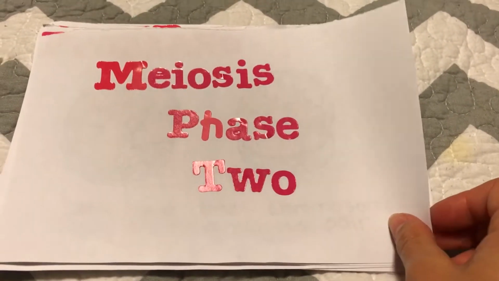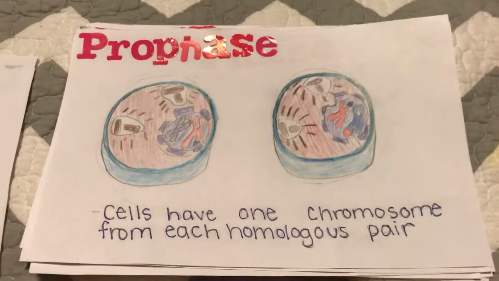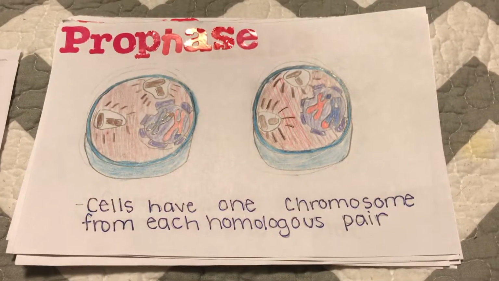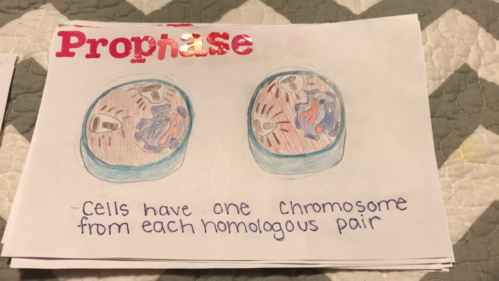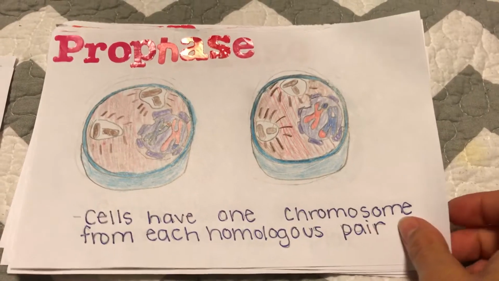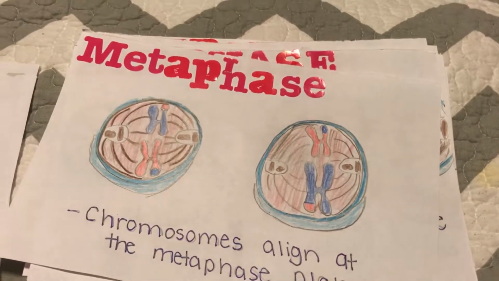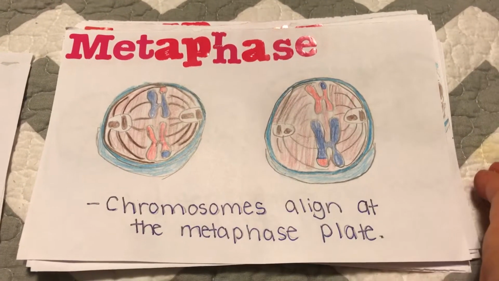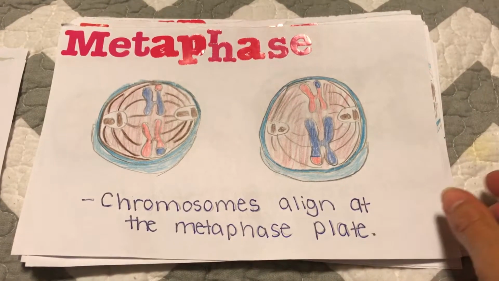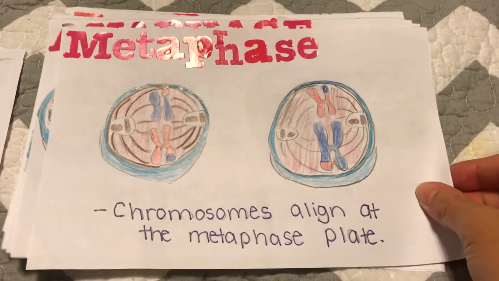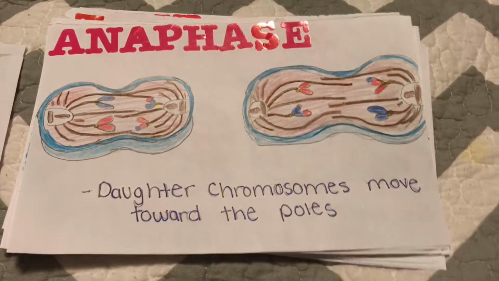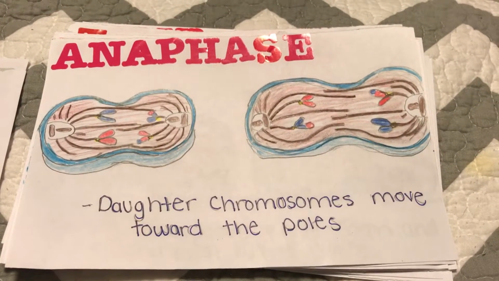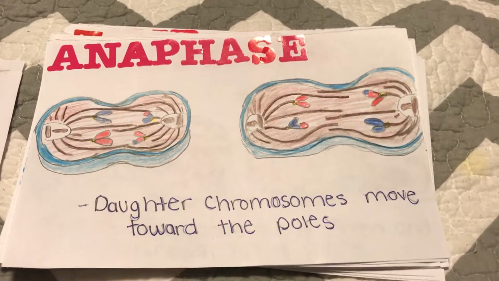Meiosis Phase 2. Prophase. Cells have one chromosome from each homologous pair. Metaphase. Chromosomes align at the metaphase plate. Anaphase. Daughter chromosomes move towards the poles.